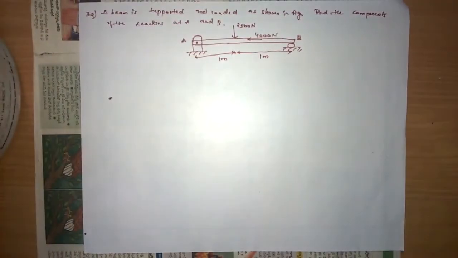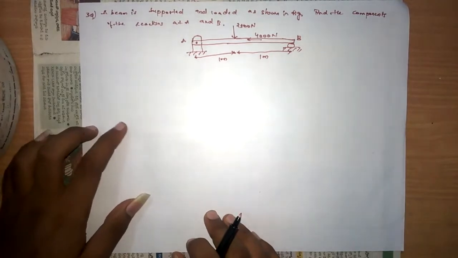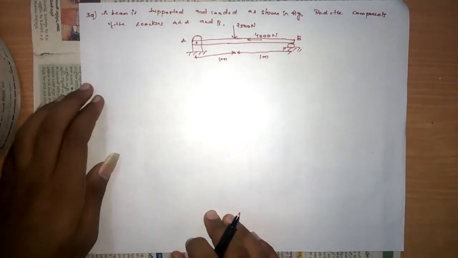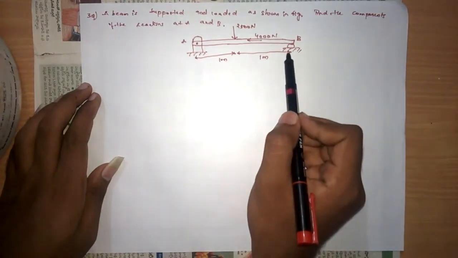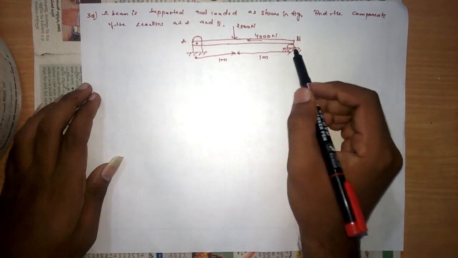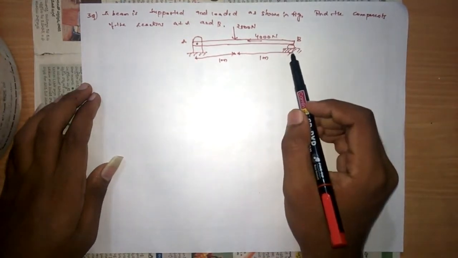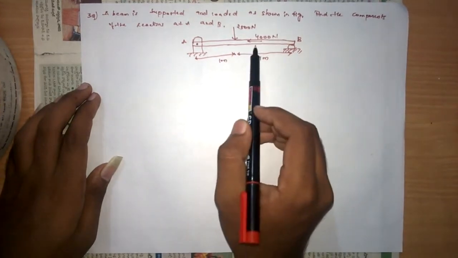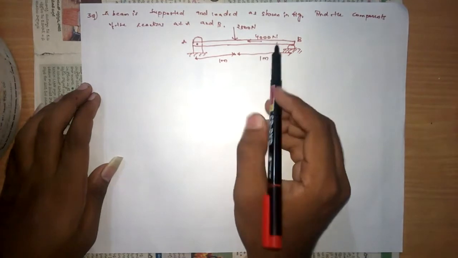Here we have a problem. A beam is supported and loaded as shown in the figure. Find the components of the reactions A and B. Here A is hinged and B is a normal support, that is nothing but a roller support. At A we will have two reactions. At B we will have only one reaction, that is the normal reaction. And in the x direction, we also observe that there is a horizontal load of 4000 newtons.